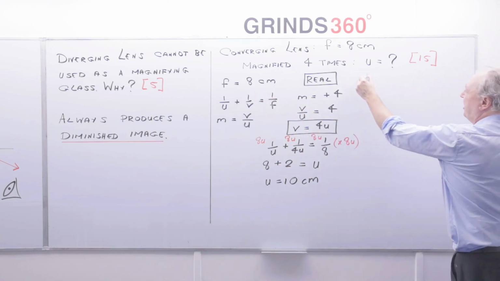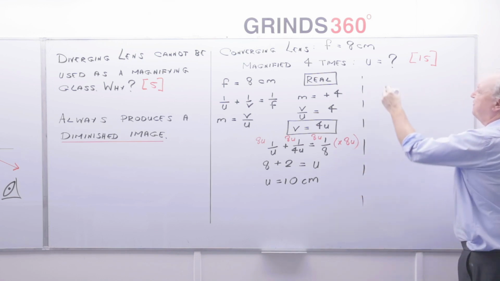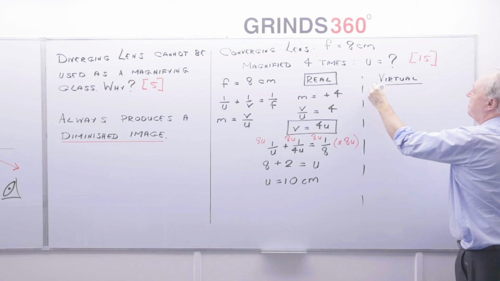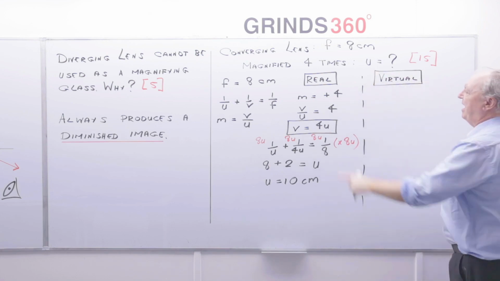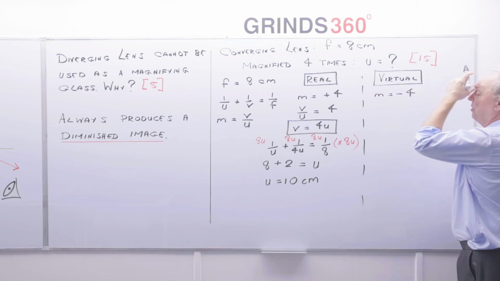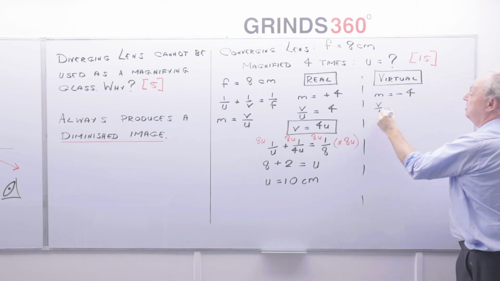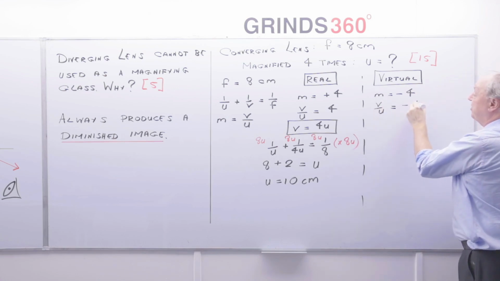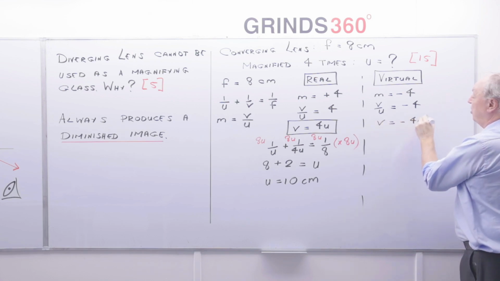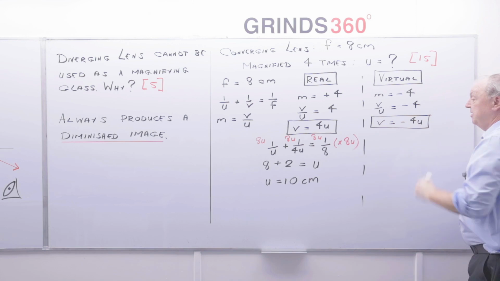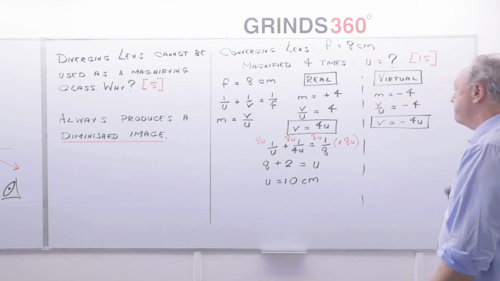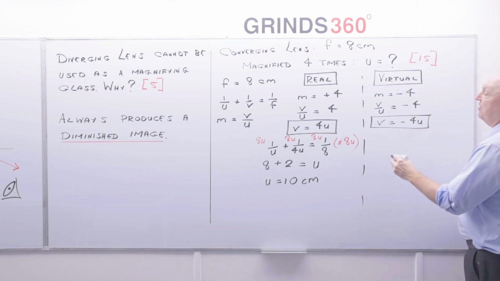You know the situation then you want to do is for the virtual image. Now I've got m is equal to minus 4 because it's virtual. v over u is m, and that's minus 4. Slide the u up: v is equal to minus 4u. Put a box around that. You don't know v and you don't know u, but you do know the relationship between v and u. So now put them into my formula.